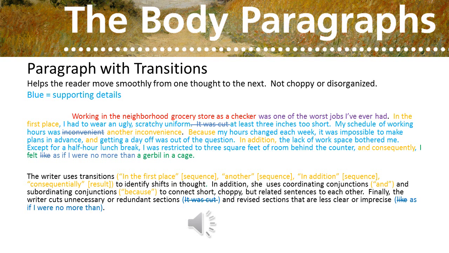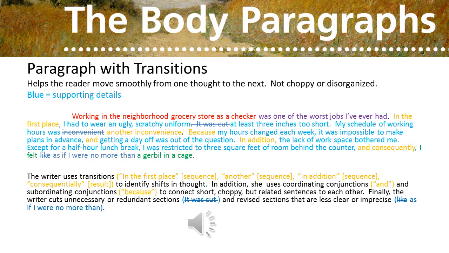So, for example, we have in the original one, I had to wear an ugly, scratchy uniform. It was cut at least 3 inches too short. Well, you don't need to make those into two different sentences. They both are communicating information about the uniform. So you just need one sentence. You just need a transition too. In the first place, I had to wear an ugly, scratchy uniform at least 3 inches too short, period.